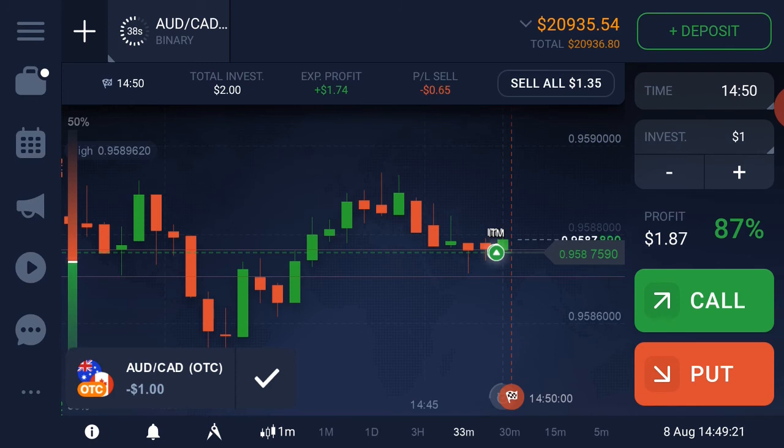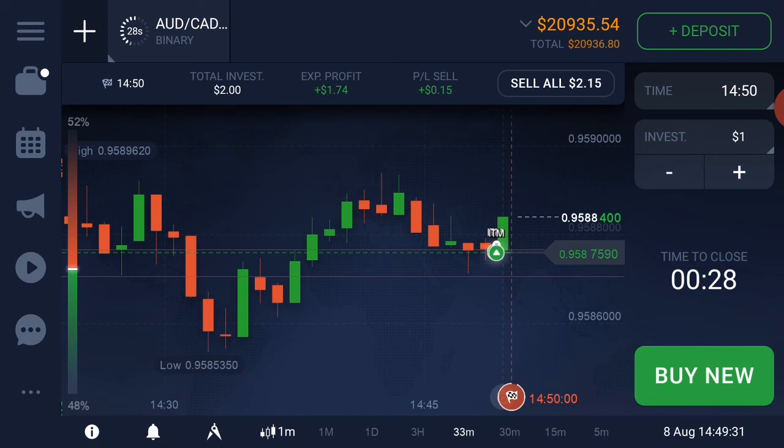Then you have to learn how to recover this loss. You can see I lost $1 here and I will recover it with $1.74. Okay, you can see I will win here, because I am sure about that candle. It's going 100% green.